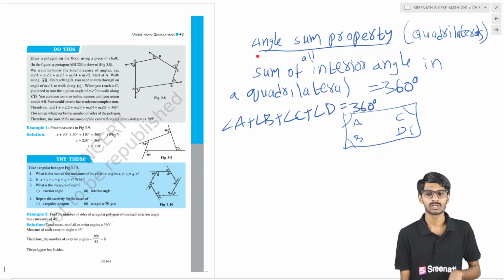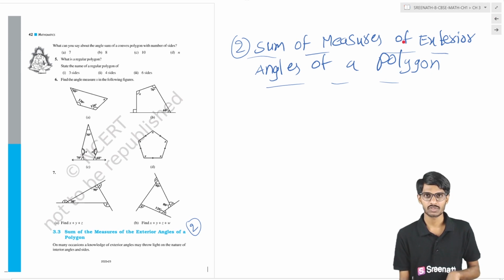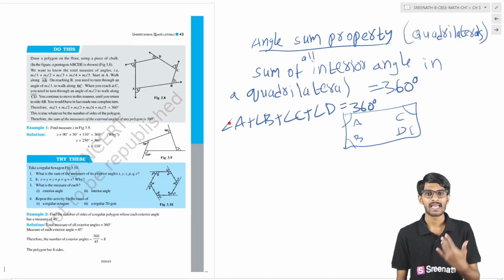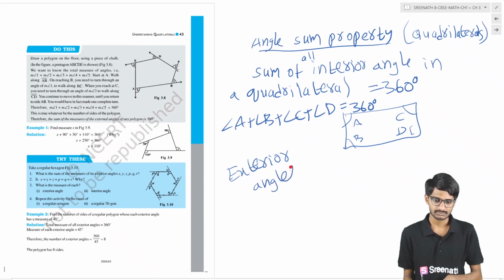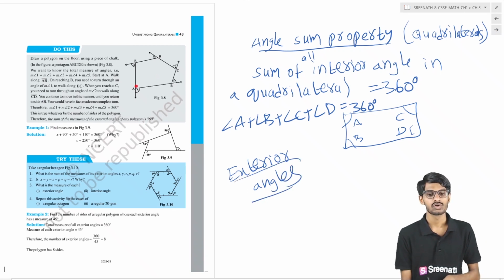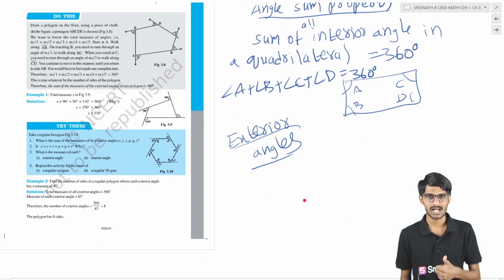Now what are we going to learn? We are going to learn the sum of the measures of the exterior angles of a polygon. So now we are going to study the exterior angles. What are they? Exterior angles.